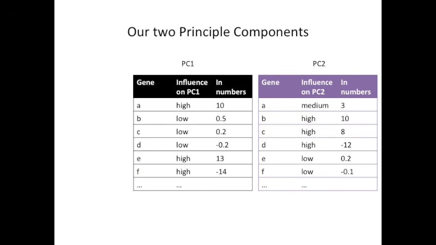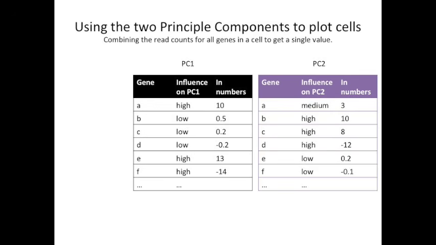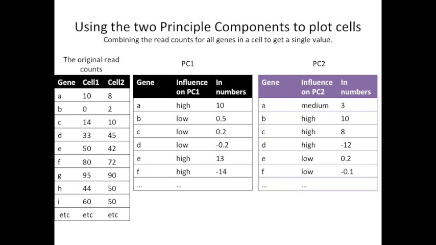Now we have 2 tables of genes and the influence they have on the principal components. One is for principal component 1, and the other table is for principal component number 2. Now that we have these 2 tables for the first 2 principal components, we can use them to plot cells and not just genes. We do that by combining the read counts for all genes in a cell to get a single value. Here's how to do that.